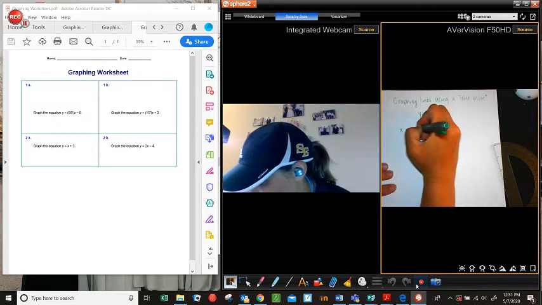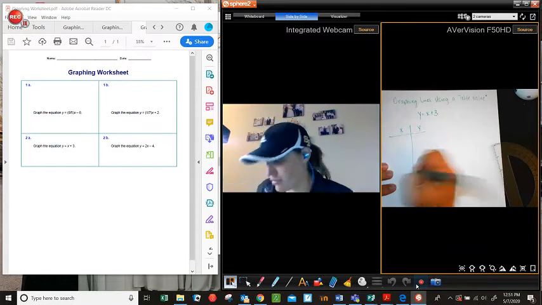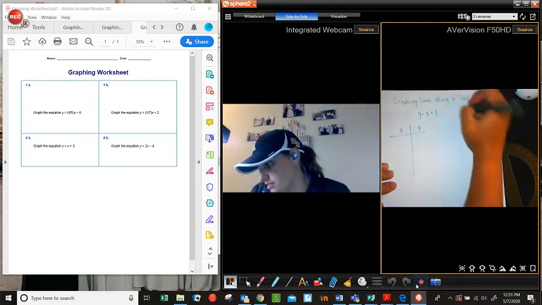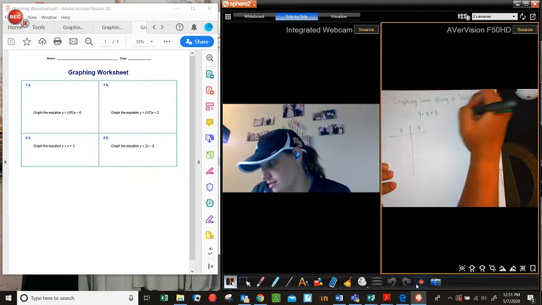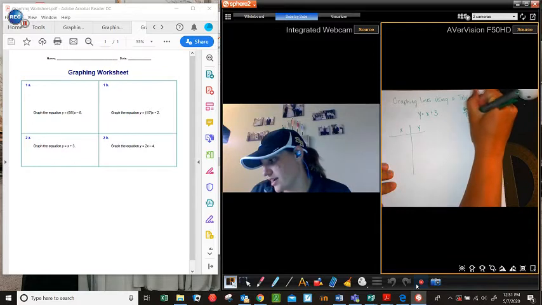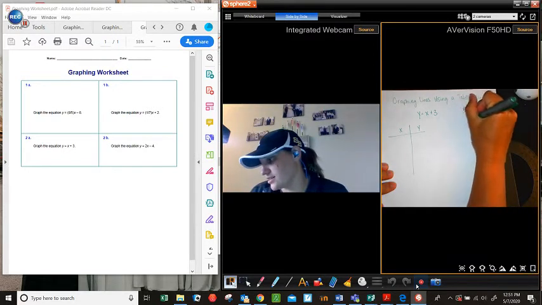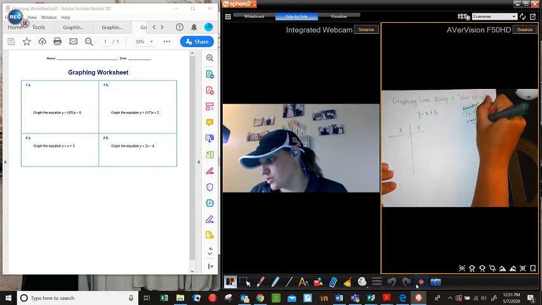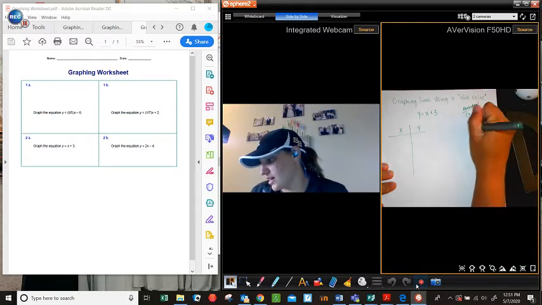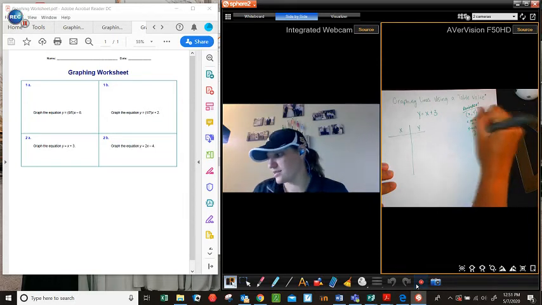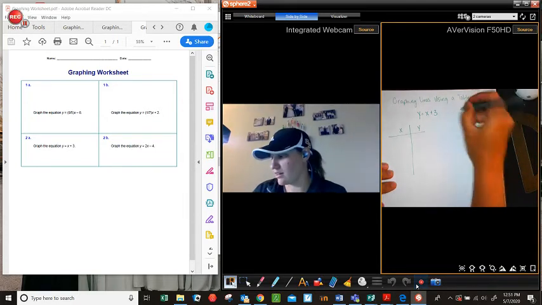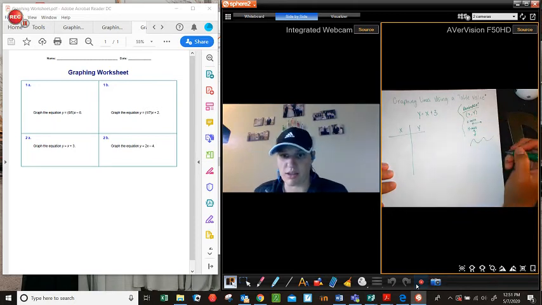So I have my x values and my y values. And remember, when we graph points, this is a quick little reminder. Ordered pairs are x and y, and the x-axis is the horizontal axis, and the y-axis is the vertical axis. Okay. So that's going to come in handy when we graph these, but we can't start with that yet.